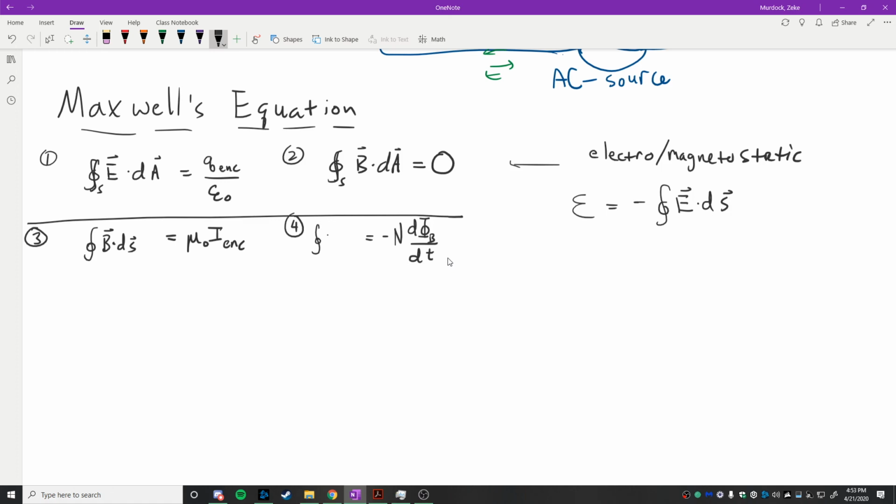integral E dot ds. Sorry, there's no negative sign here, is there? My bad. I don't think there's a negative sign here. We get that equation. Integral E dot ds is equal to negative N d phi dt. Now, these equations don't look perfectly symmetric, but the left-hand side is the same for all of them, right?